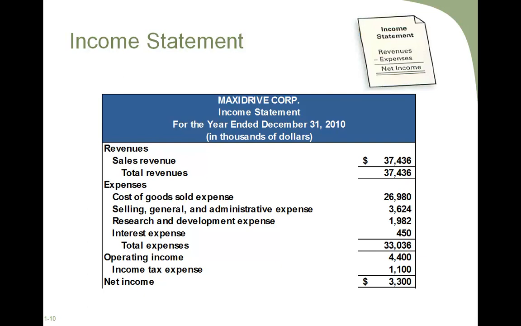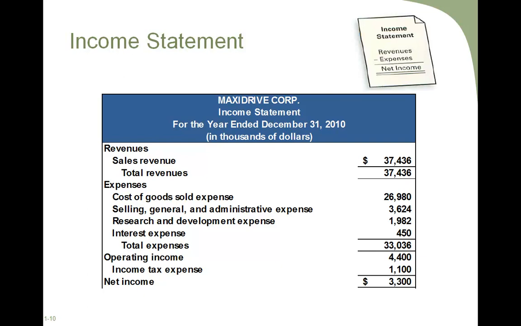So the $37,436,000 of product that was sold at its sales price cost the company $26,980,000 to acquire, put on the shelf. There are selling, general, and administrative expenses of $3,624,000. And you go right down the line, you see all these other expenses, research and development, interest expense, and so on. The total expenses are $33,036,000. Now those are less than the total revenues, and that's where the operating income item comes from.